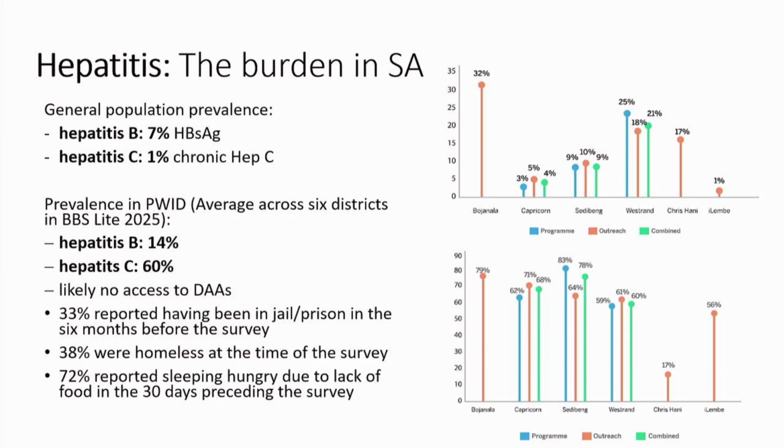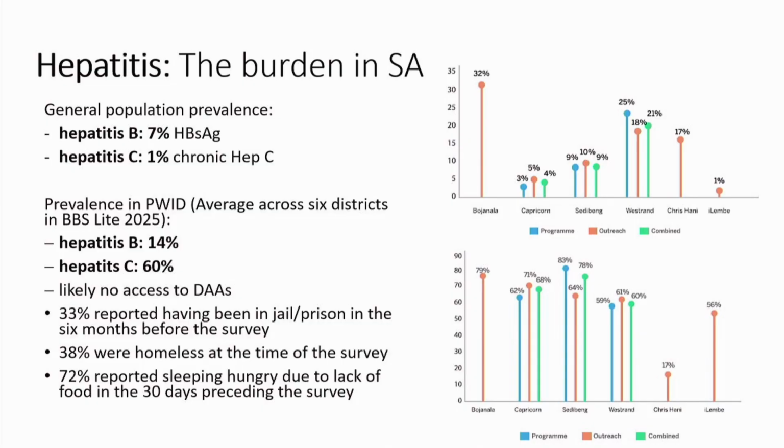The latest survey in PWID, this is a BBS Lite that has just been published by our National AIDS Council, and this is just data from 6 different districts, and the data is on the right there, suggests a prevalence of hepatitis B of 14% and of hepatitis C of 60% in PWID. And this was not a question that was asked, but there was likely no access to DAAs, which are not currently available in the public sector.